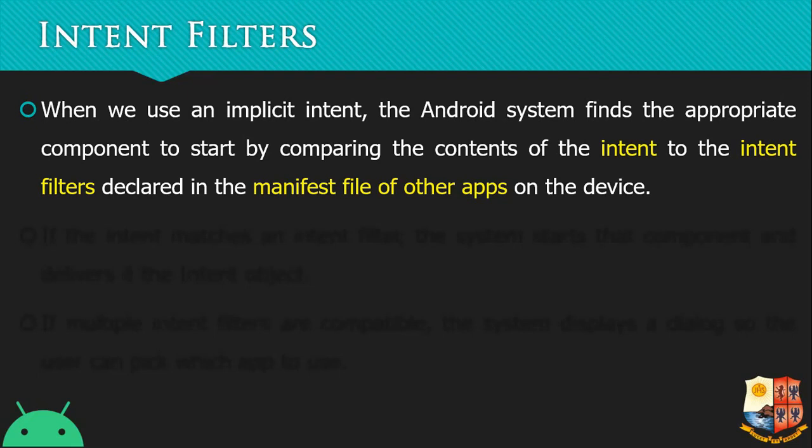When you use an implicit intent, the Android system finds an appropriate component. Like for example, I want to open a PDF file. Or let's take the same URL example. I want you to open example.com or AIMIT.edu, something like that.